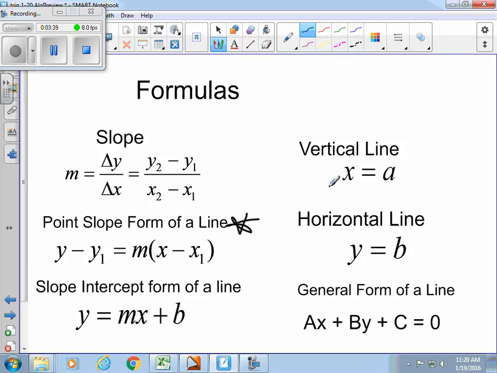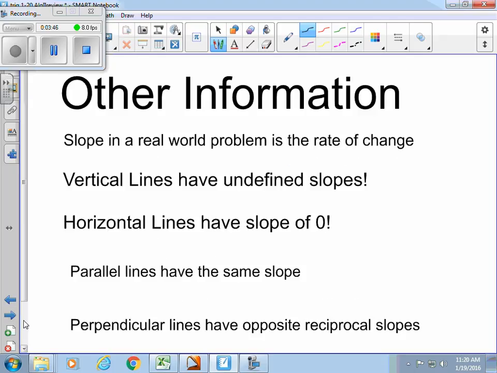You need to know that the equation of a vertical line is x equals and the equation of a horizontal line is y equals. Okay, other important information. In real-world problems, slope will be called the rate of change. In your world so far, average rate of change is all you've ever been able to do. We'll work on that in calculus, getting better at that. But average rate of change is the slope. Vertical lines have undefined slopes. Horizontal lines have 0 slopes.